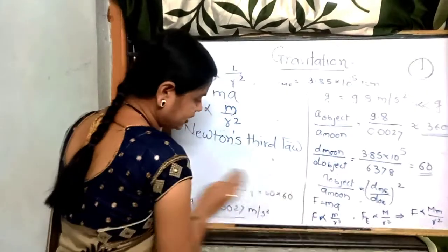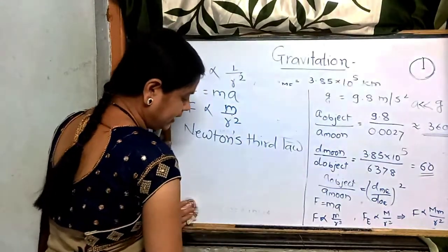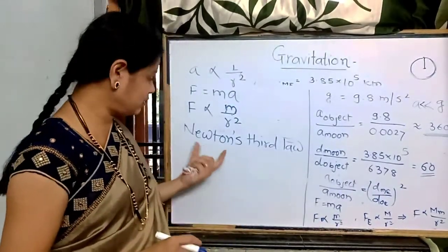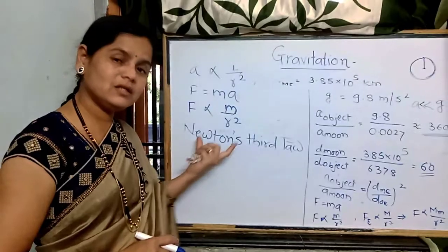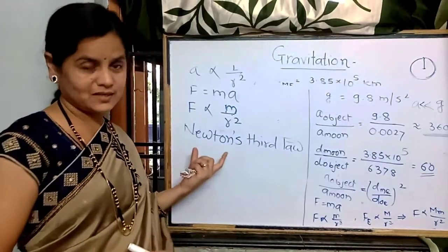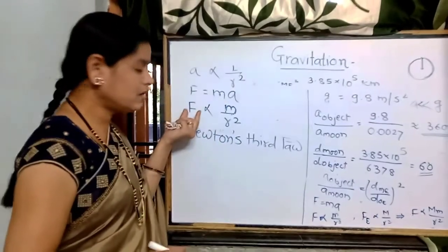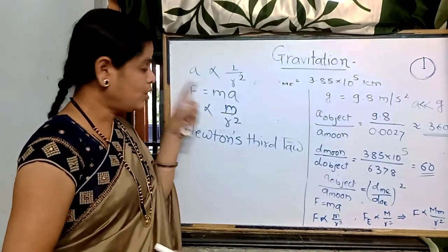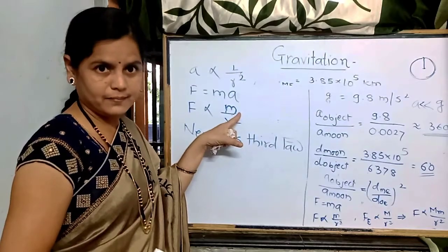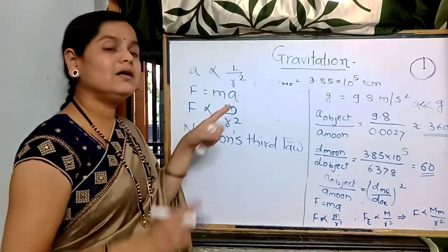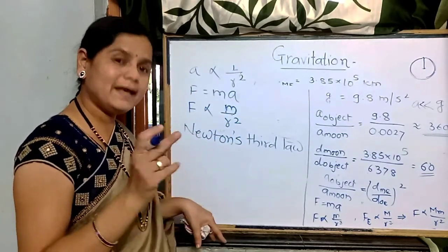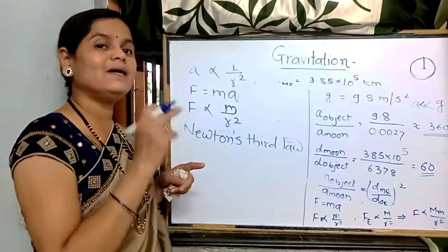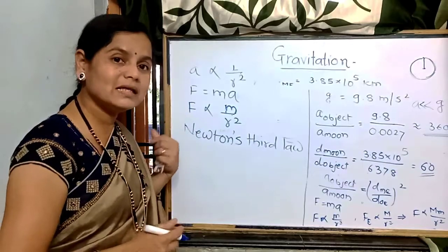To every action there is an equal and opposite reaction. Right? You are familiar with this law. That is, to every action there is an equal and opposite reaction. Means if the earth exerts a force of gravitation on the object of mass m, in turn the object of mass m will also exert an equal and opposite force on the earth.